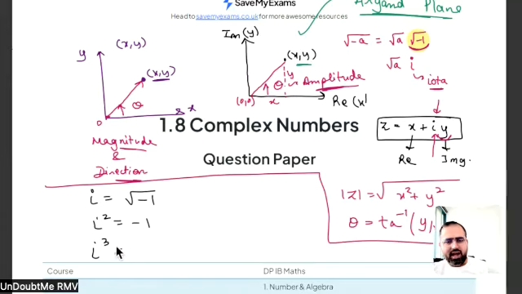i cube can also be written as i square times i. And i square is -1, so we can write it down as -i, like in the simplified form.